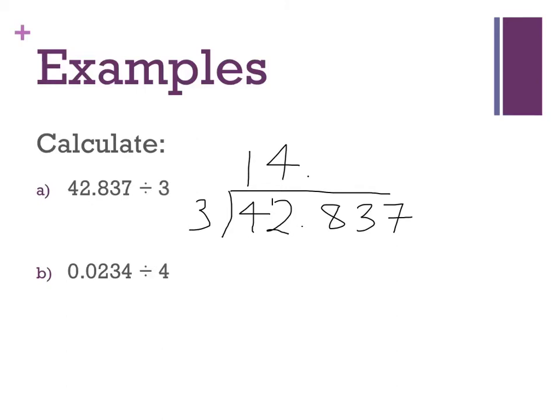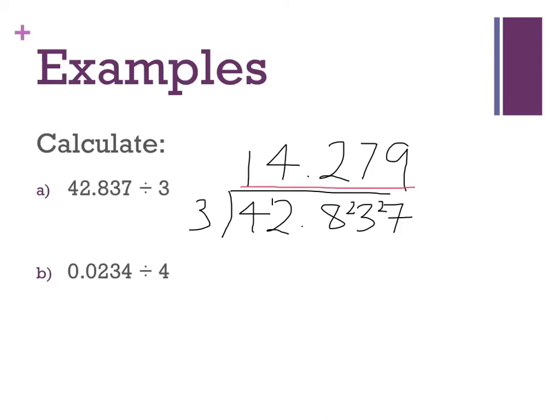So 3 goes into 8 twice with a remainder of 2. 3 goes into 23 7 times with a remainder of 2. And then 3 goes into 27 9 times. So our answer for 42.837 divided by 3 is 14.279.